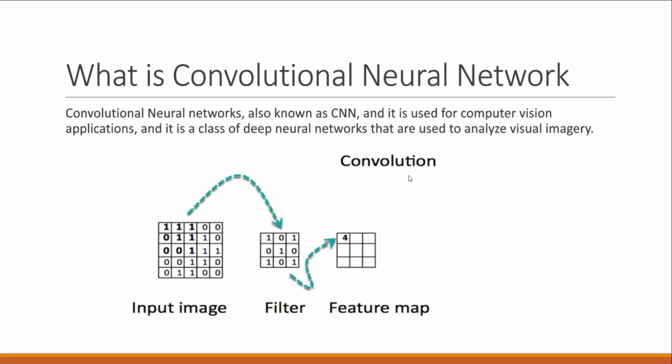So basically, convolutional neural network, also known as CNN, is used for computer vision applications, and it is a class of deep neural network that is used to analyze visual images. This type of architecture is dominant for recognizing objects from a picture or video. It is used in applications like image or video recognition and natural language processing. The main difference between CNN and other neural networks is that CNN takes input as a two-dimensional array, while other neural networks take an n-dimensional array.